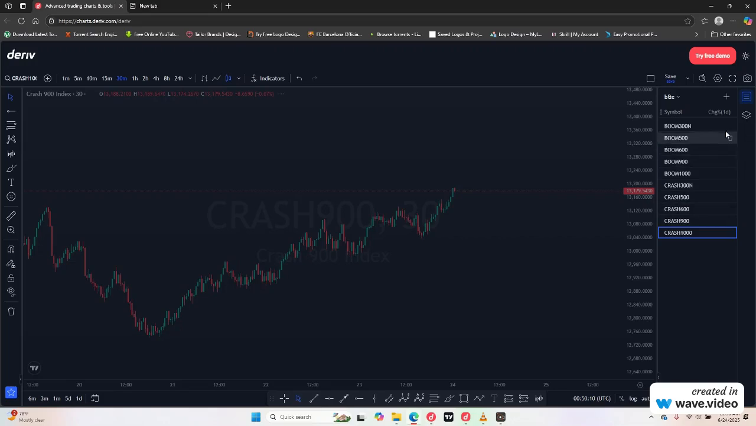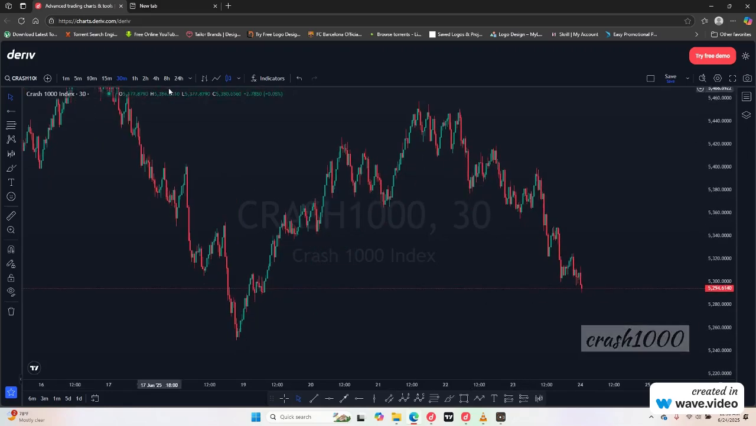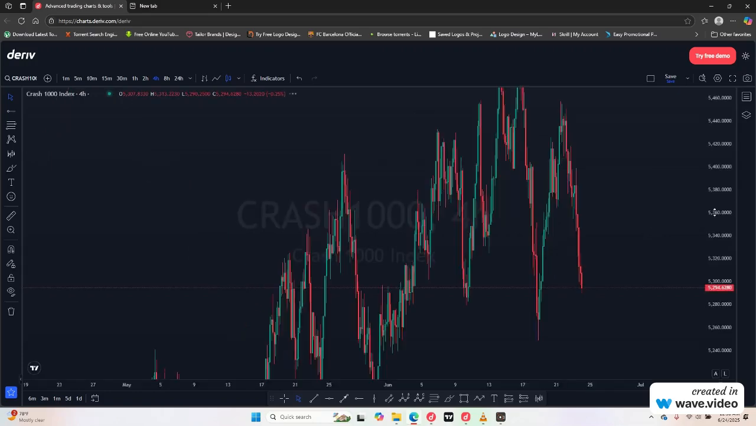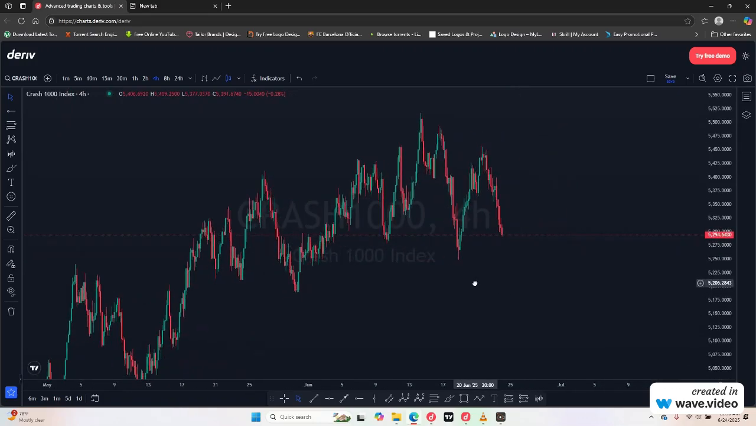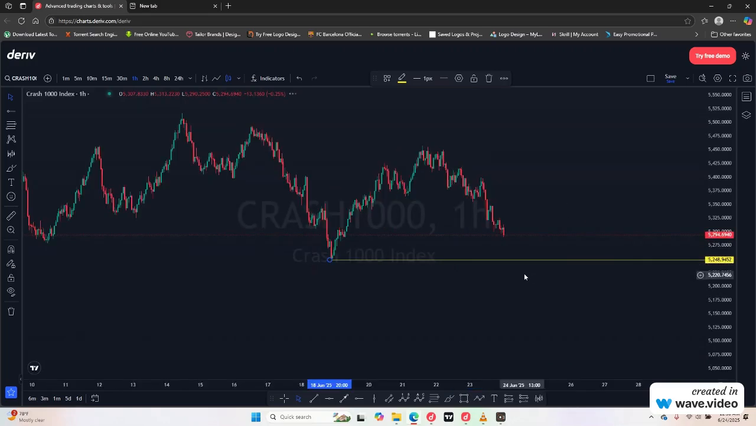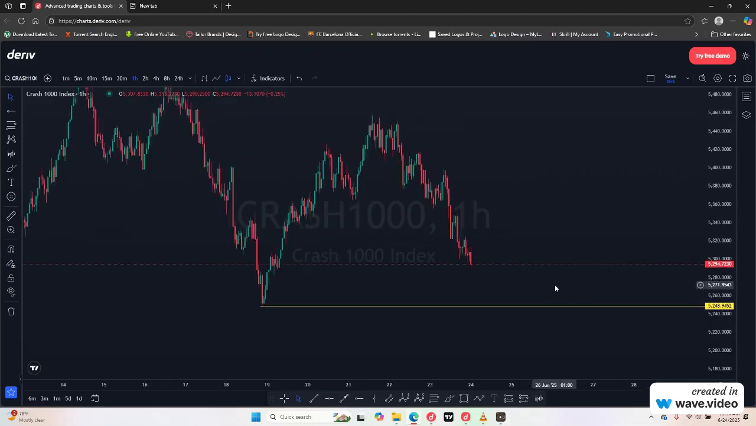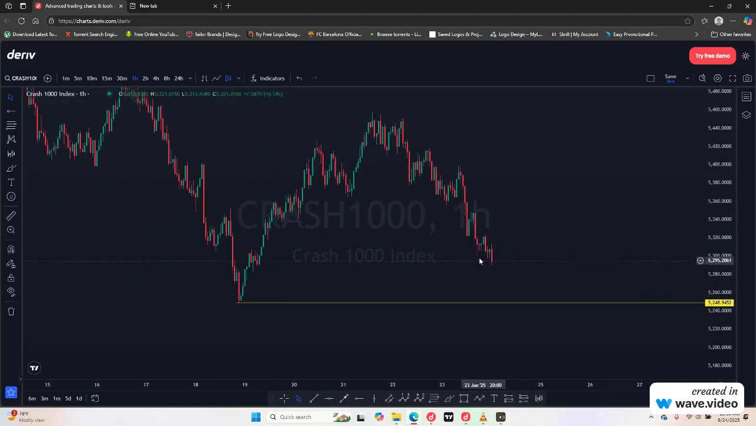Let's check the crash 1000 index. On the crash 1000 index, ladies and gentlemen, this market is dropping to the downside. Let's check this on the 4-hour time frame. This market needs to clear a very important low before we can go for the buy around here. On the 1-hour time frame, there is a low that this market needs to clear before we resume to the upside.